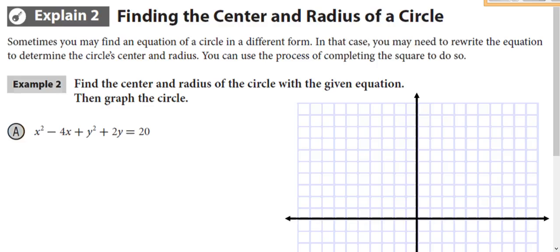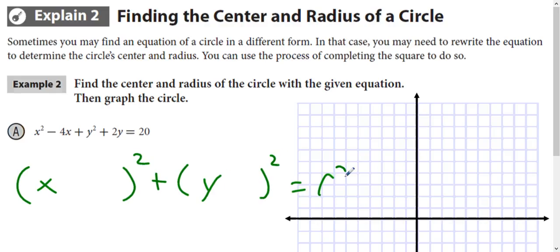So the next thing we're going to look at is going from a different look for the equation of a circle into the formula that we've been used to. So this is x squared minus 4x plus y squared plus 2y equals 20. The goal is that we're going to convert that into the form that we've been dealing with, where it looks like x minus something squared, y minus something squared equals the radius squared.